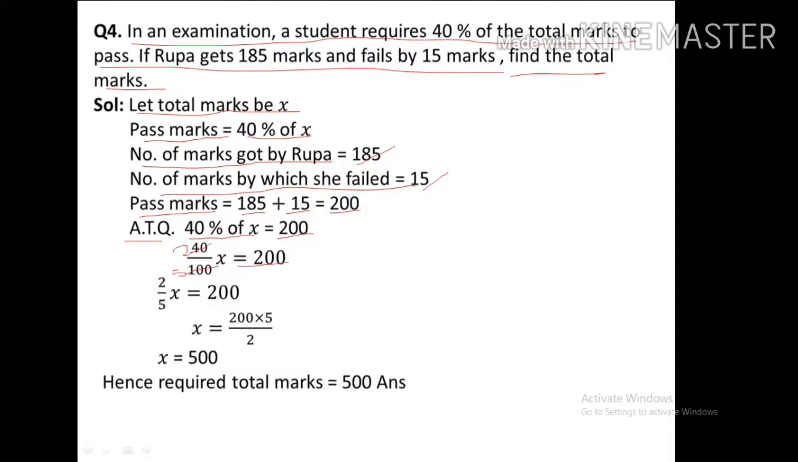So the value will come 2 upon 5 x equals 200. Now we are doing the cross multiplication here. So the value of x equals 200 into 5 upon 2. When we solve, it will come 100 into 5. It will come 500. So the required total marks is 500.